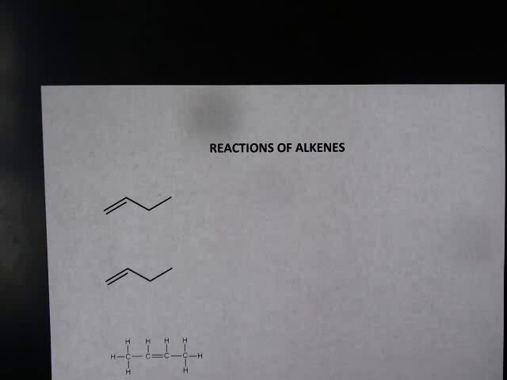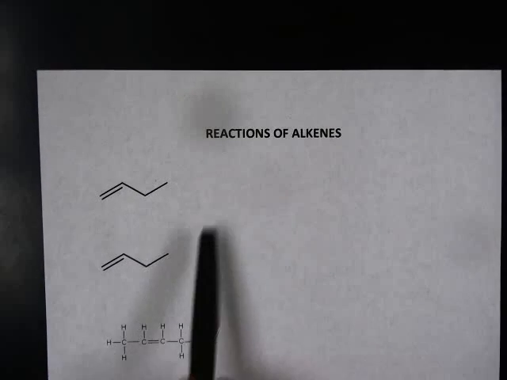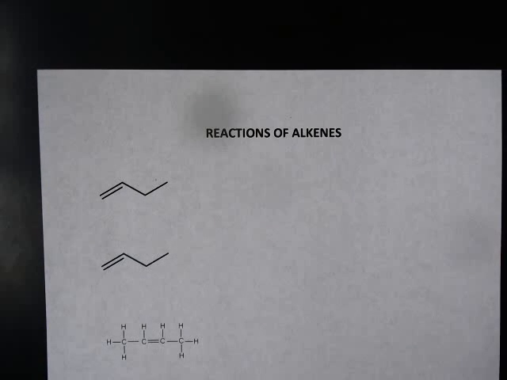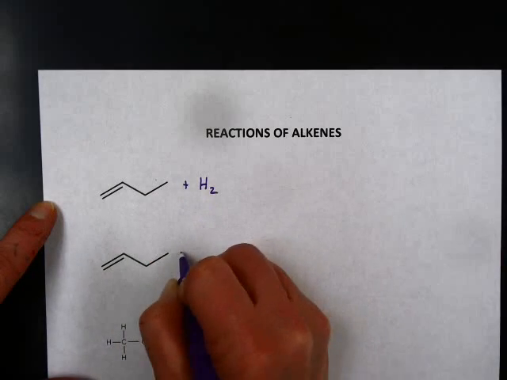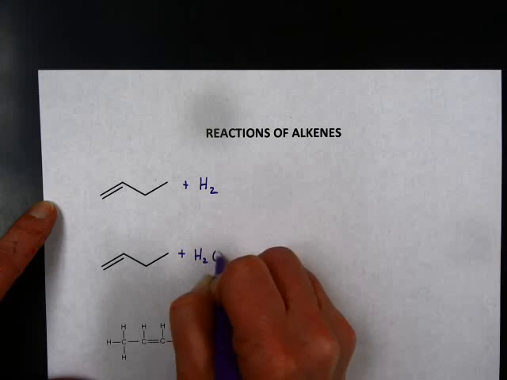Okay, let's take a look. We're going to try to do some predicting reaction products, reactions of alkenes. Aside from burning or combustion, the only reaction that alkenes do that we will see is addition. Addition is where the double bond turns into a single bond. And the two types of addition that we have learned about are addition of H2 and addition of H2O.